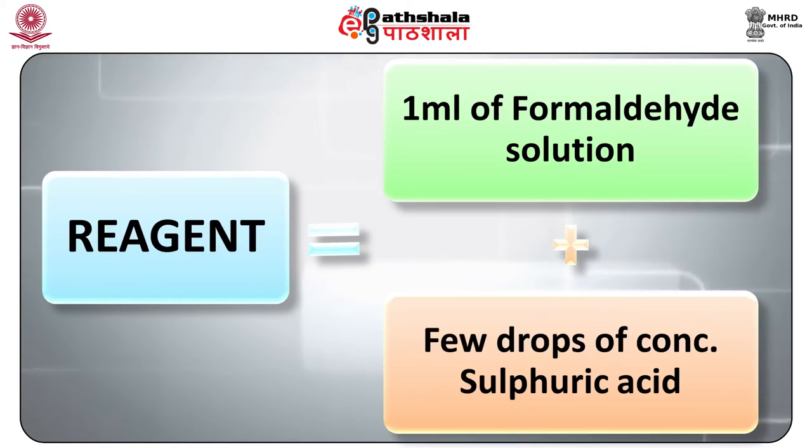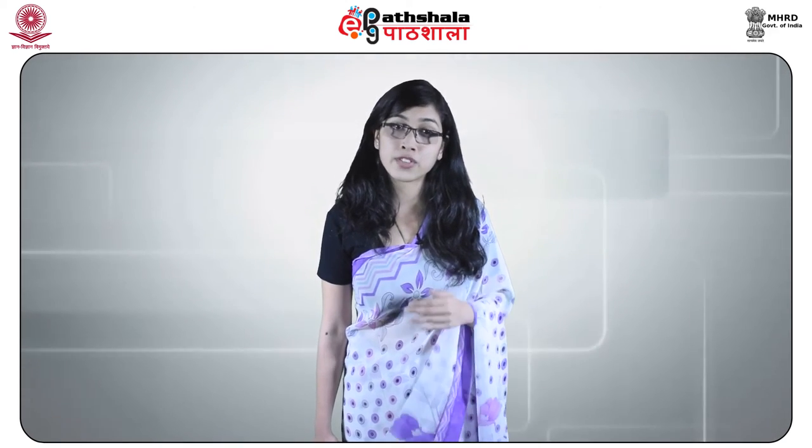Preparation of reagent. To 1 ml of formaldehyde solution, a few drops of concentrated sulfuric acid are added and a stock solution is prepared. Procedure. A few drops of sample are placed in a spot plate. Then 2 to 3 drops of the stock solution are poured on the plate. What is the result? The result is a blue-black color for MDMA, and an orange color changing to brown, which finally changes to purple, indicates the presence of LSD.